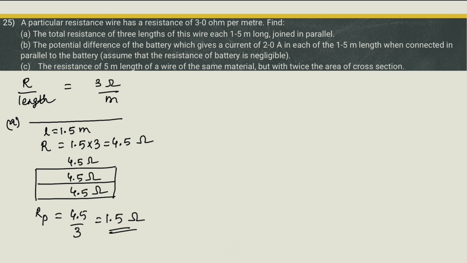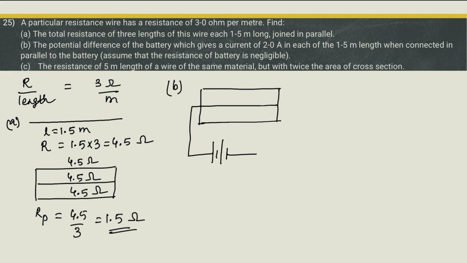Next, the potential difference of the battery, which gives a current of 2 ampere in each 1.5 meter length when connected in parallel to the battery. Okay. So according to the question, when the parallel combination of these three wires is connected to a battery, 2 ampere current flows through each wire. And we know that in parallel connection, the total current is the sum of individual currents, I1 plus I2 plus I3. So the total current of the circuit becomes 6 ampere.